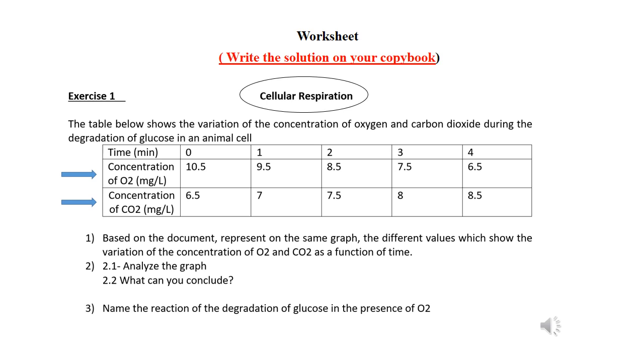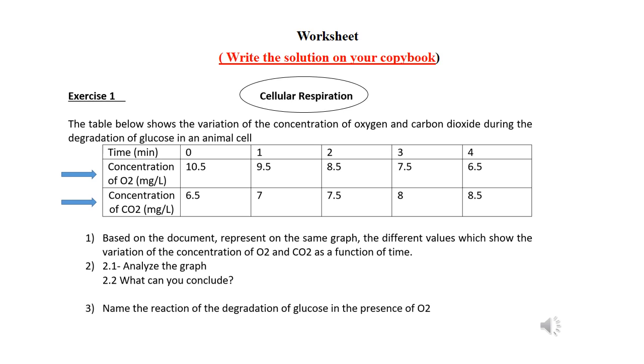Exercise number 1. Cellular respiration. Always read and understand the title and relate it to your knowledge. What does this title refer to? It refers to the respiration or gas exchange that occurs in the cells. Cells consume oxygen and release carbon dioxide. Now you read the exercise very carefully and slowly.